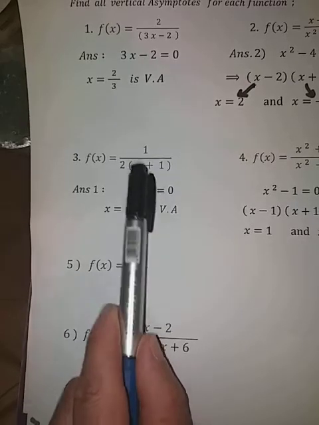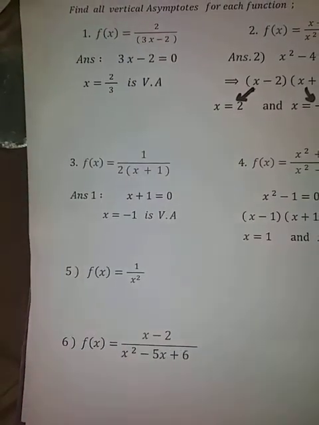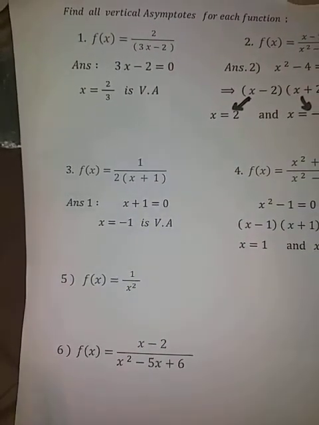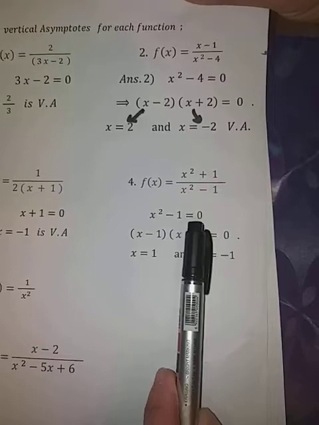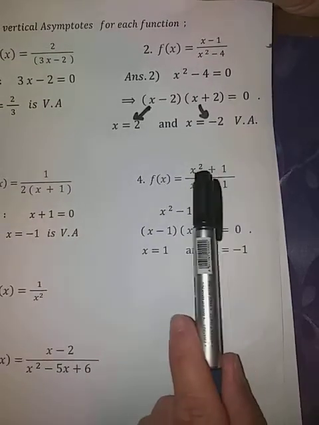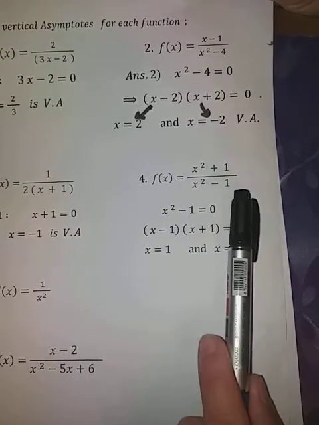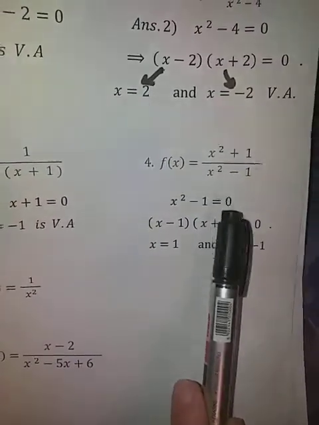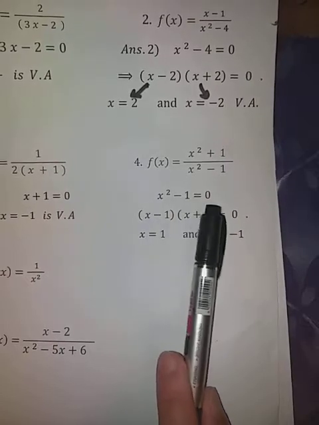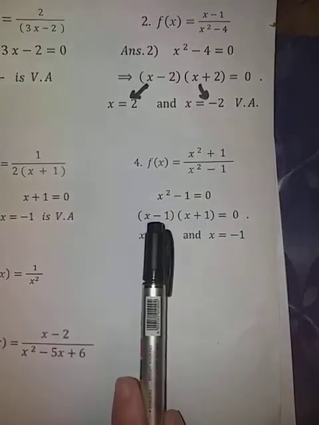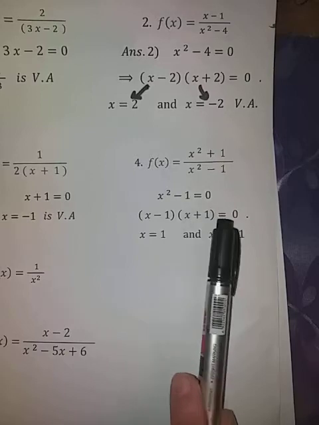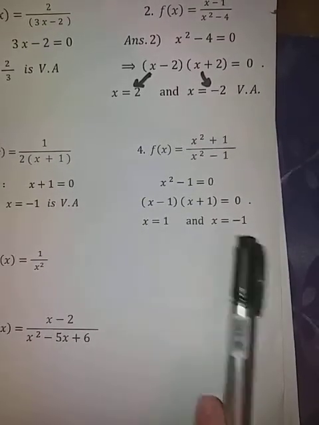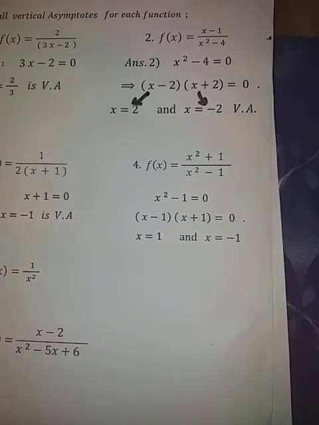Replace x with -1 and it will be a number over 0. A number over 0 is a vertical asymptote. 0 over 0 is not a vertical asymptote. This is the same as question 2: (x² + 1)/(x² - 1). Factorize this one, difference between two squares. x² - 1 = 0, (x - 1)(x + 1) = 0. Then x = 1 and x = -1 are vertical asymptotes.